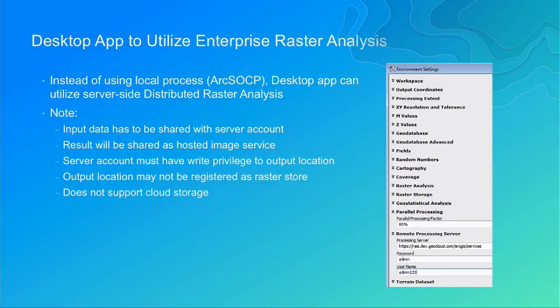And obviously, the server account must have write privileges to the output location. And again, the output location may not be registered as a raster store. You can just designate a local file share if the server has permission to write into it. And this workflow also does not support cloud storage. Again, this workflow is kind of going away, but I just want to mention it so that you know there's still an option there.